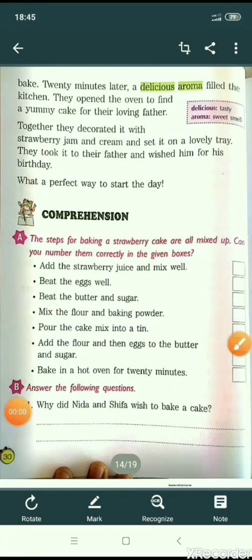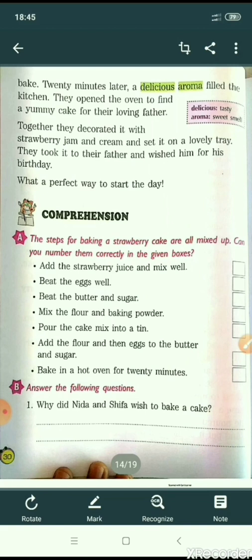Now Nida chose a heart-shaped cake tin to give the cake shape of heart. She poured the mixture into the tin and put it in the oven to bake. After 20 minutes, a tasty sweet smell filled the kitchen. They opened the oven, took out a yummy cake for their loving father.